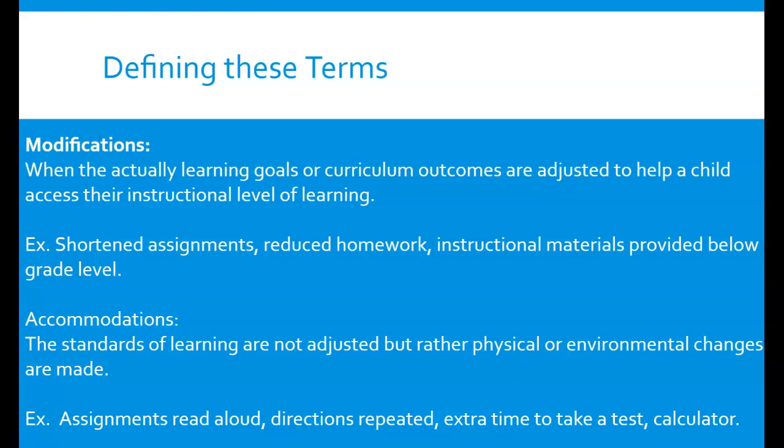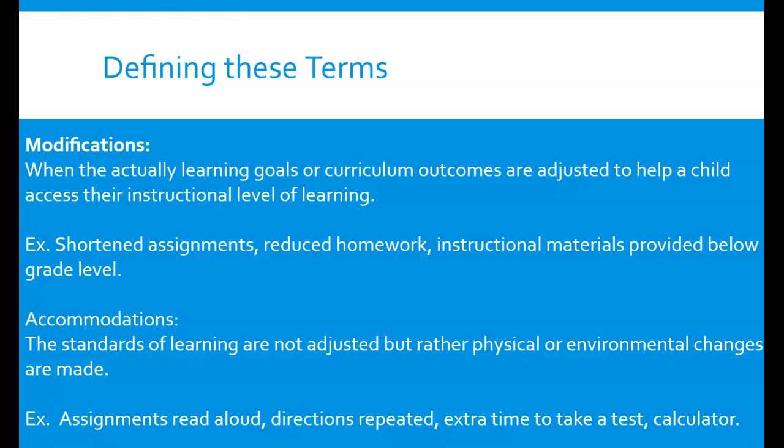So for example, if a third grader needed to identify 8 parts of the flower, and we told a particular student who had modifications that they only had to be able to identify 3 parts of the flower. That would be a modification because we're changing the actual standards or outcomes of that learning.